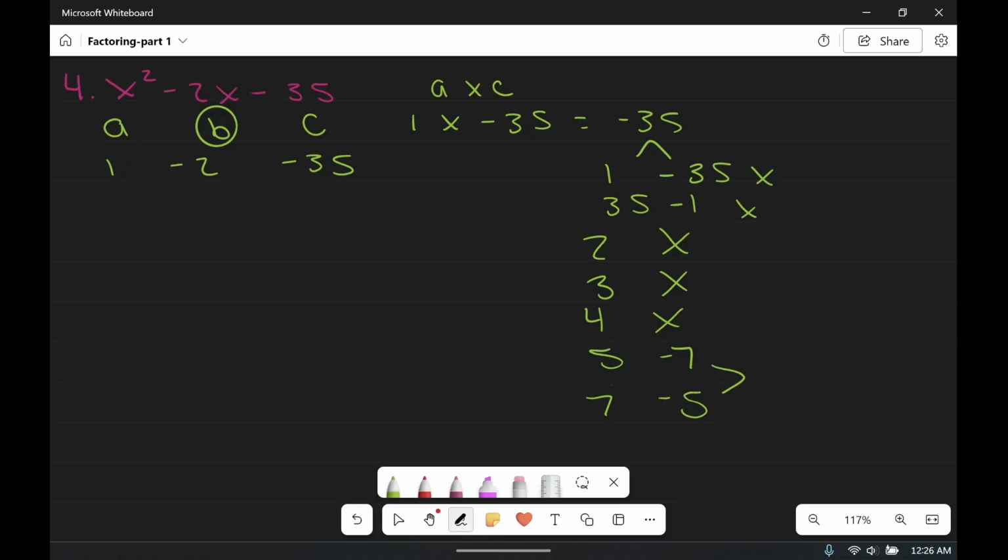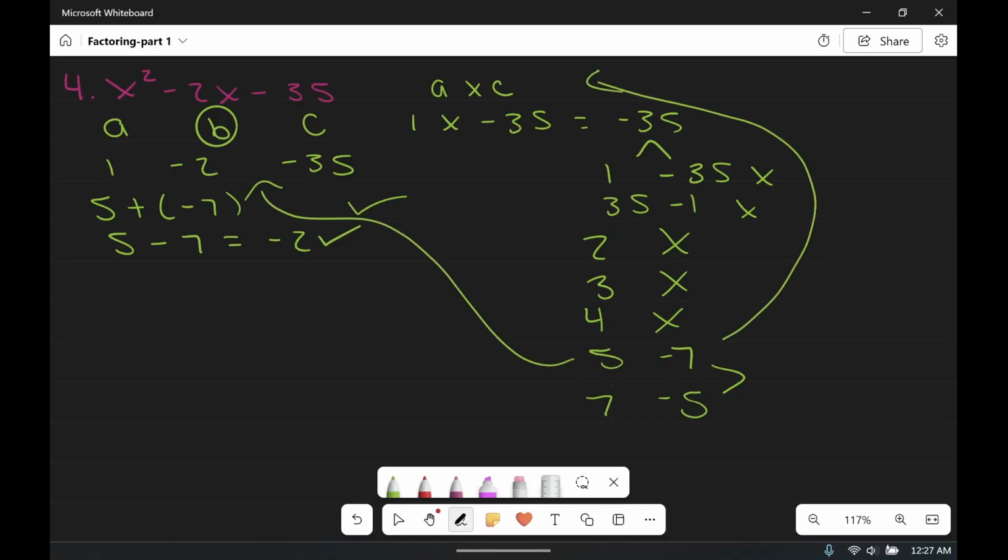So now that we know both of these are options for the multiplication, we have to figure out which one of them adds to negative 2. Let's just test both. 5 plus negative 7, same thing as 5 minus 7 equals negative 2. So right there we know, check. This satisfies both rules. For the sake of explanation, let's double check 7 and negative 5. 7 times negative 5 equals negative 35. But what is 7 plus negative 5? Same thing as positive 7 minus 5 equals positive 2. So that's not what we wanted. We wanted negative 2.